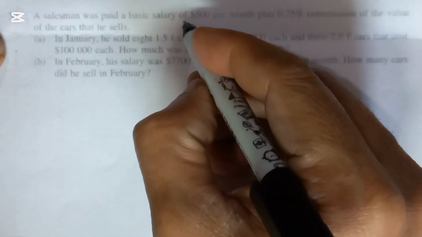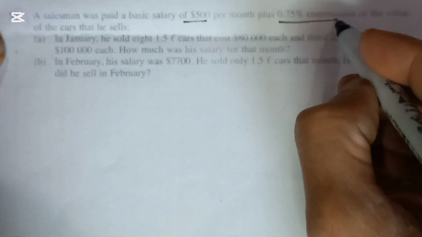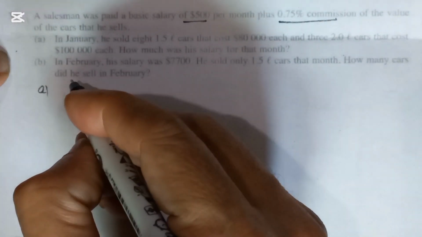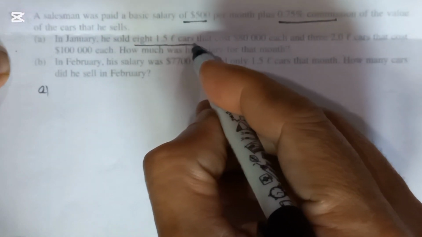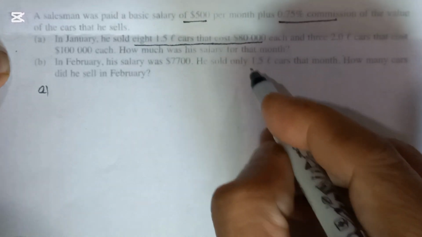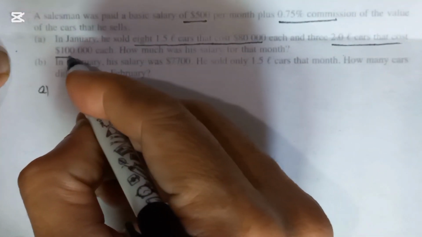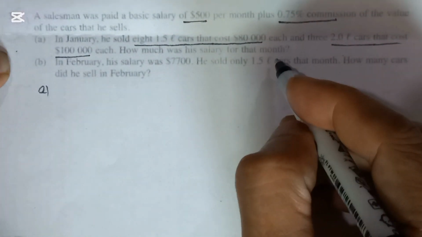The statement of the question is: a salesman was paid a basic salary of $500 per month plus 0.75% commission of the value of the cars that he sells. A part is, in January he sold 8 1.5 L cars that cost $80,000 and 3 2.0 L cars that cost $100,000 each. How much was his salary for that month?